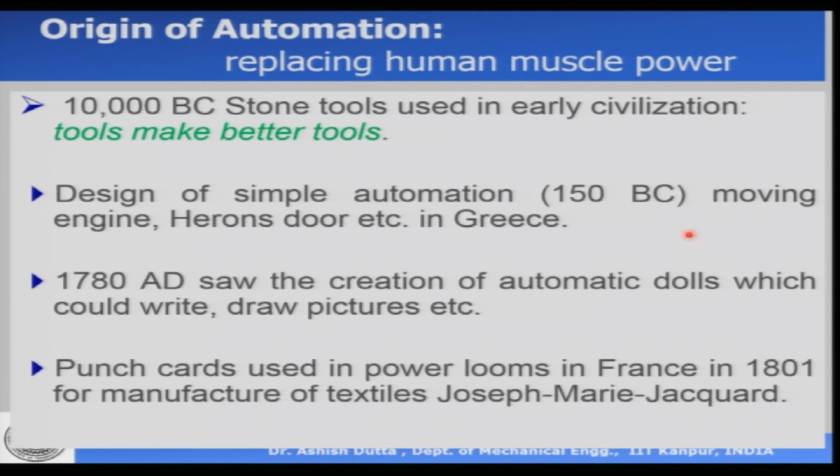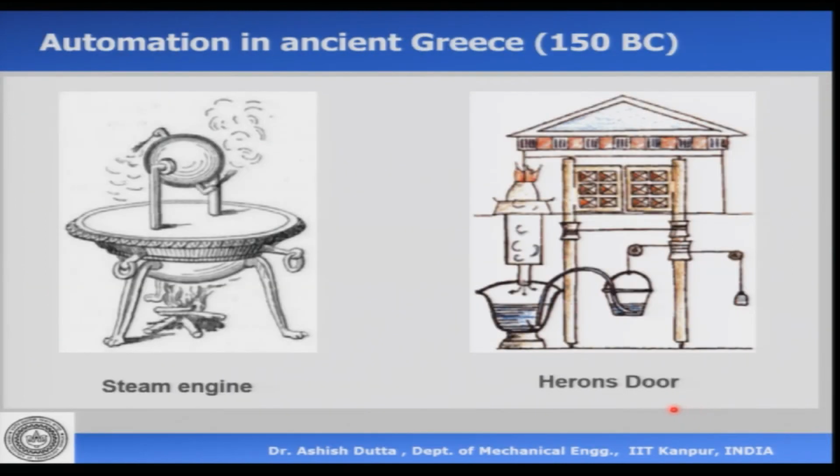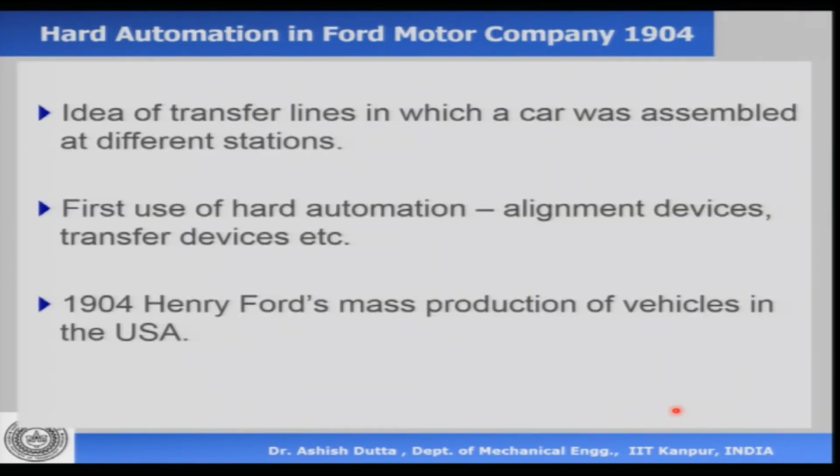So this timeline essentially shows that automation started off a very long time ago. It progressed slowly, and we had very simple automation like moving engine, Heron's door, automatic dolls, then Joseph Jacquard textile machines in France. And as we move further, in the year 1904, essentially the idea of transfer lines in which a car was assembled at different stations. And even today, if you go to any car assembly plant, whether it's Tata Motors or it's Maruti, essentially we see how cars are assembled.